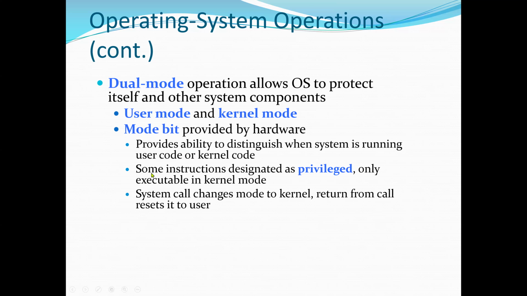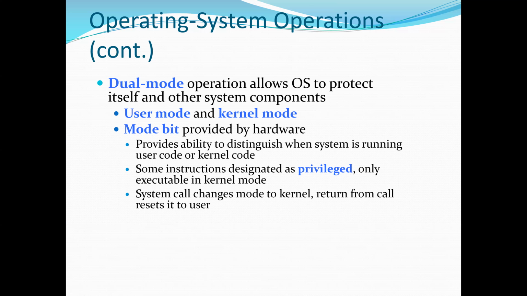So the mode bit, again, is provided by hardware, which provides the ability to distinguish when the system is running user code or kernel code. Very important. This always happens because applications will normally be executed from the user mode. But when resources are needed or access to resources is required, then it has to be switched to kernel mode.